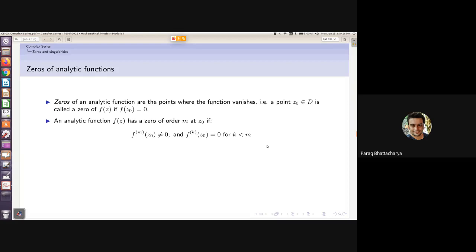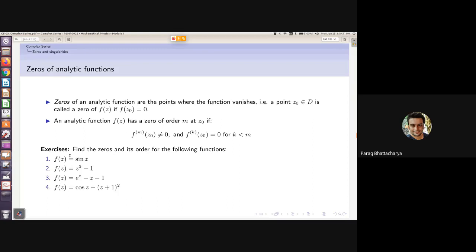So let's take some examples. The first one is f of z equals sine z. I'll show you a couple of these, then you can try the rest yourself. Which one shall I do? Let's do three. No, four is a little challenging, so I'll leave it to you. Let's do one and three, you do two and four. So let us take problem number one to a new slide.